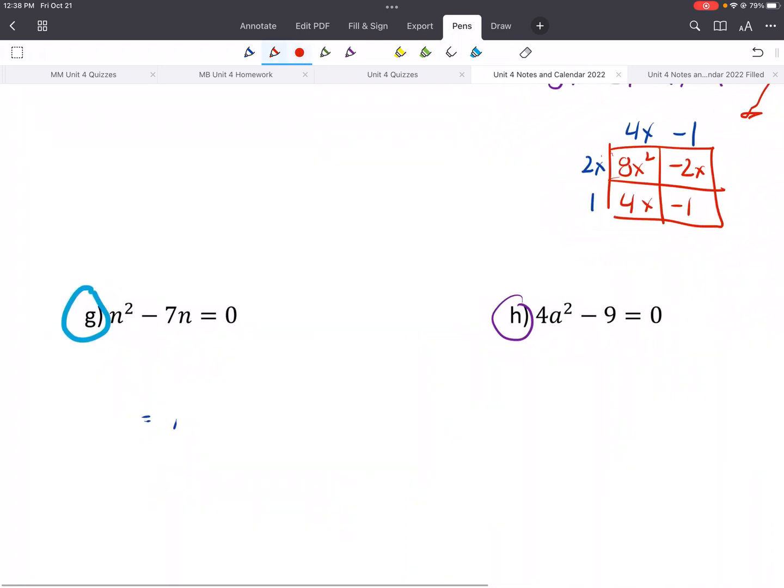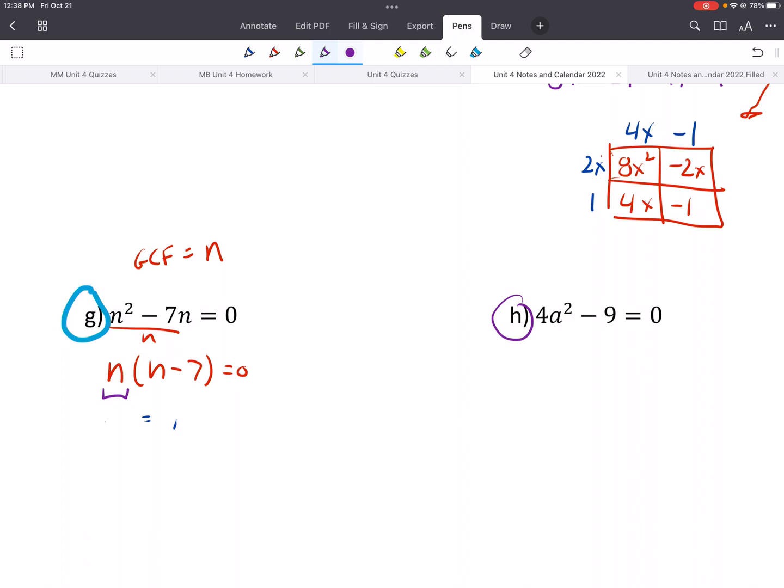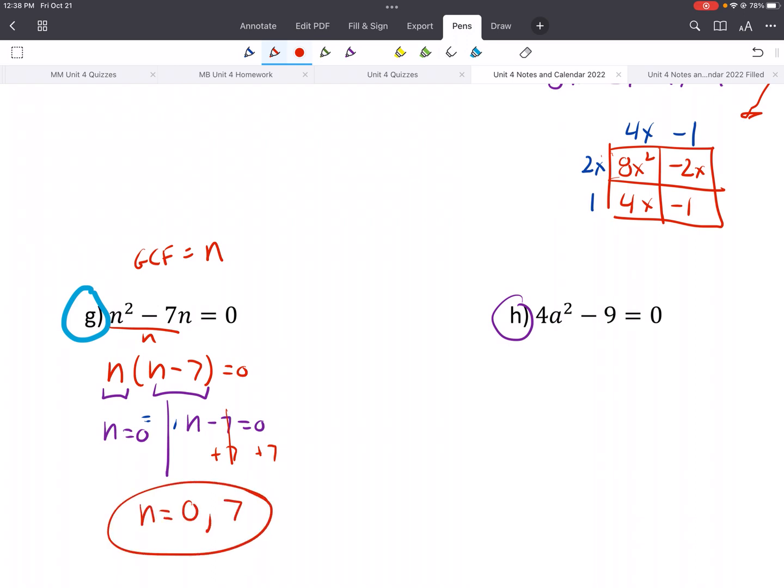Okay, this is in standard form, everything's on one side. We need to check for the greatest common factor, so that here would be n. We need to factor out an n. Okay, and then we'll use the zero product property, so either this has got to be equal to 0, or this has got to be equal to 0, and we'll solve. So we'd add 7, so we've got n equals 0, 7. Those were our two solutions.